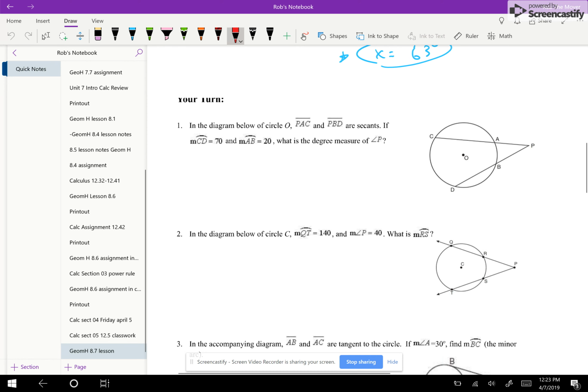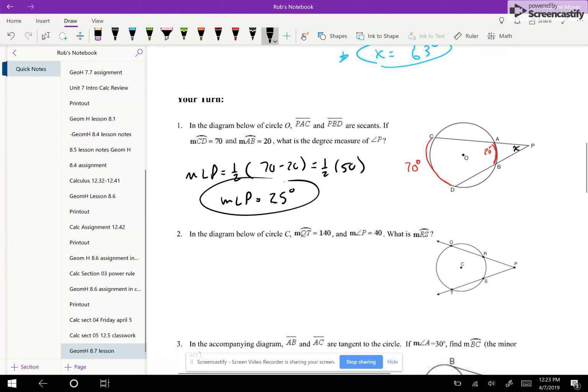Okay, the measure of arc AB is 20 degrees. This arc is 20 degrees. And the measure of CD is 70. This is a pretty standard problem. The measure of angle P, the one we want, which is in here. This is angle, let me call it X, or let's just keep it angle P. The measure of angle P is 1/2 the difference of those two arcs, which is 70 minus 20. So it's 1/2 of 50. Measure of angle P then is 25 degrees.